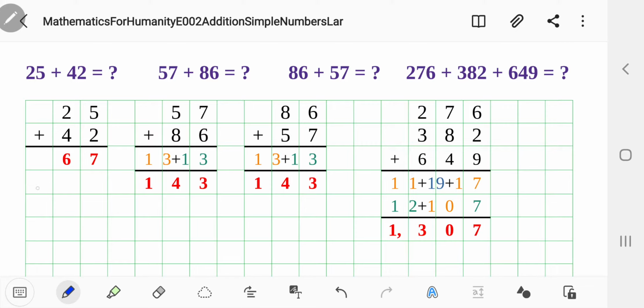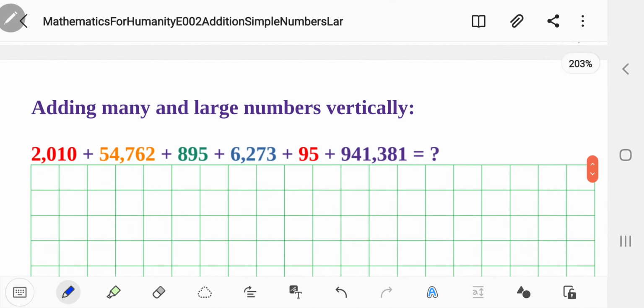You have 25 plus 42 is 67. 57 plus 86 is 143. That's the same as 86 plus 57. It's also 143. And then you have 276 plus 382 plus 649 is equal to 1,307.